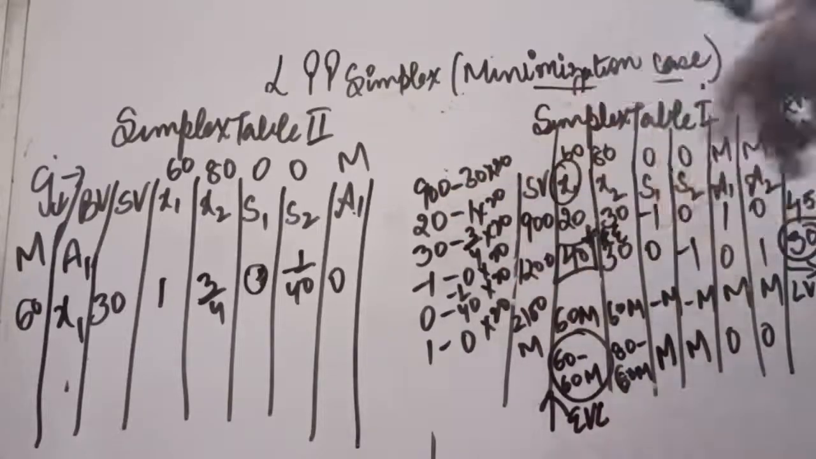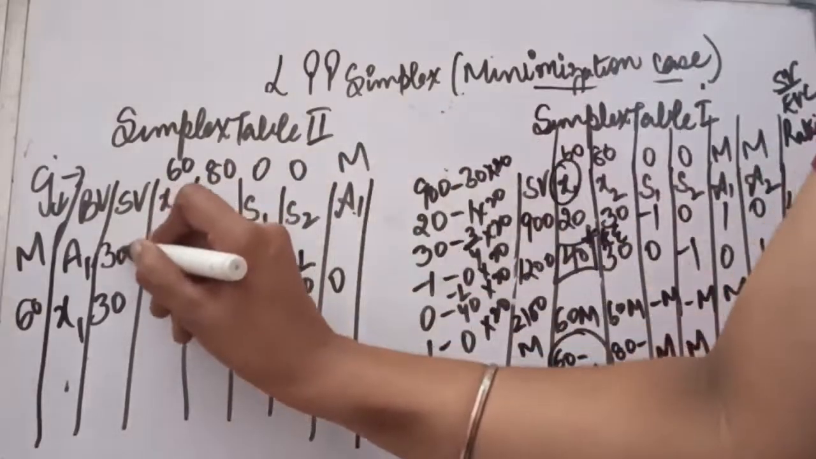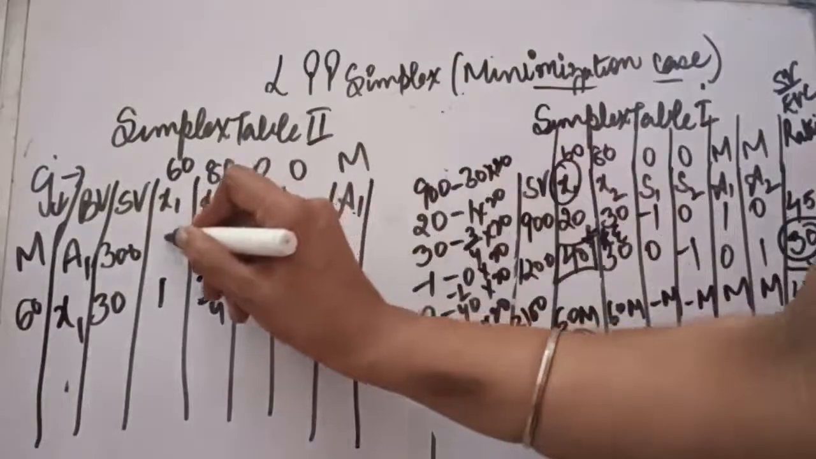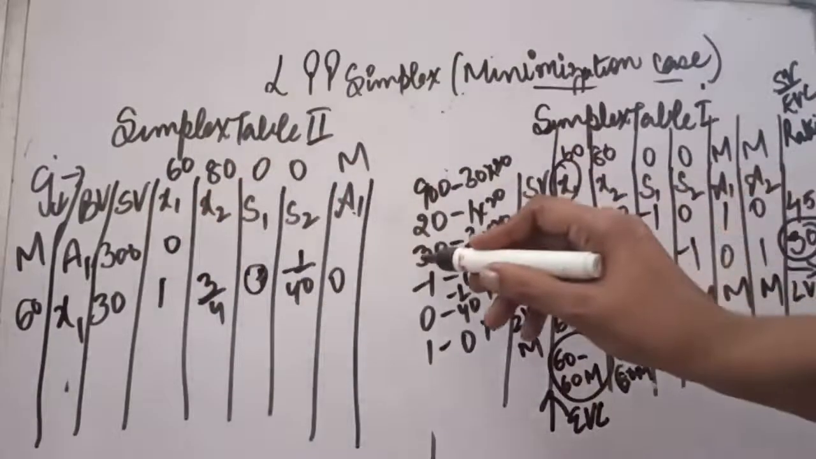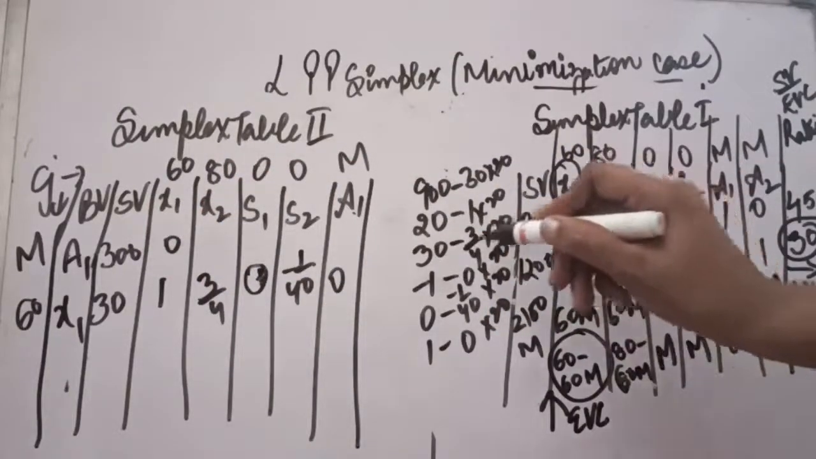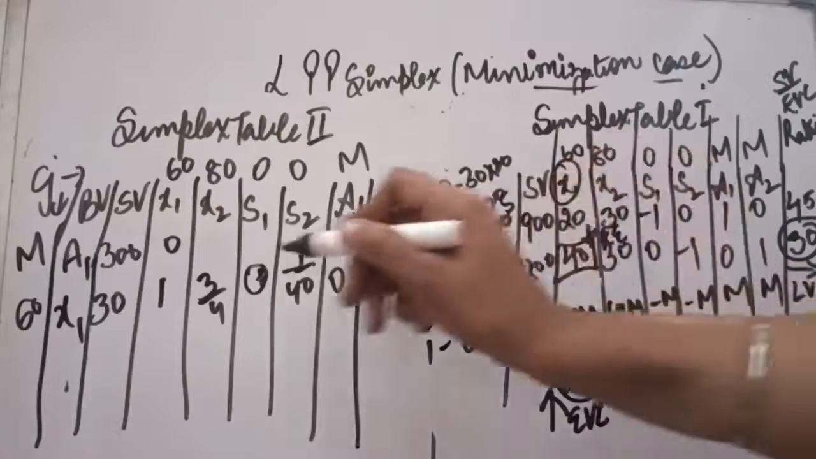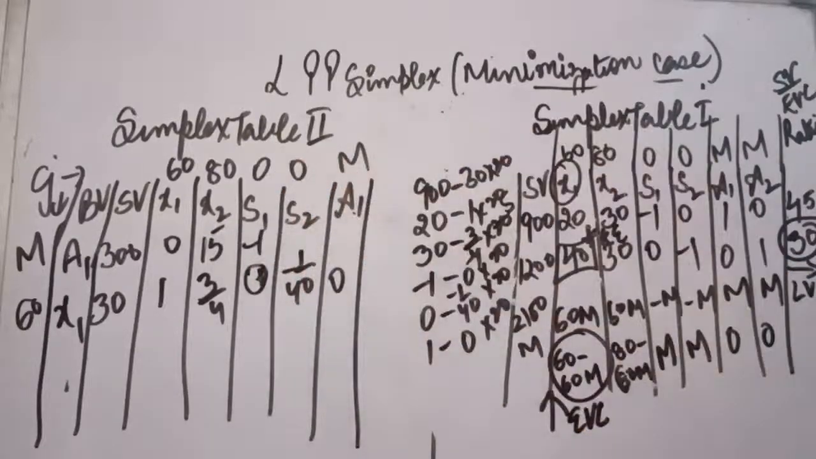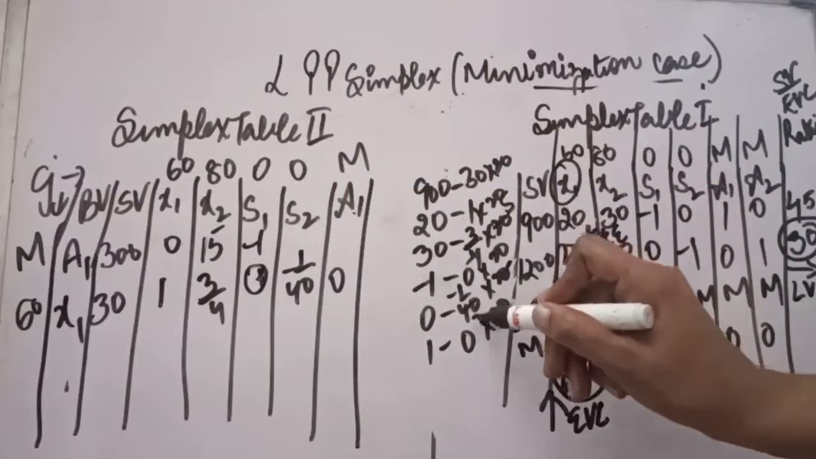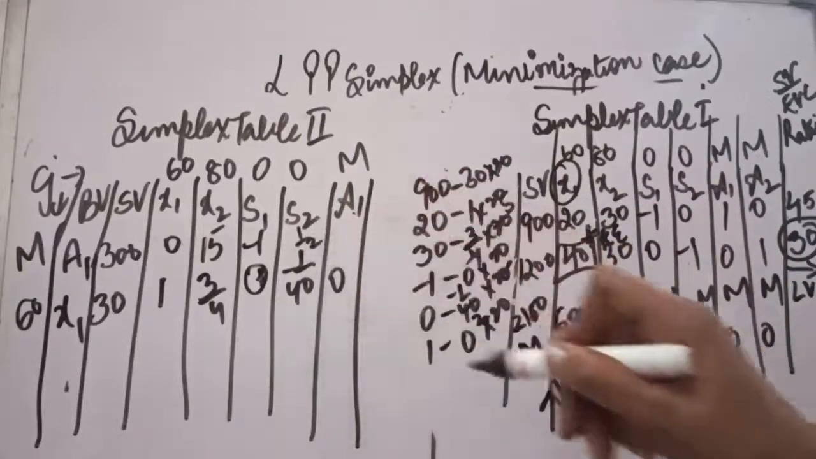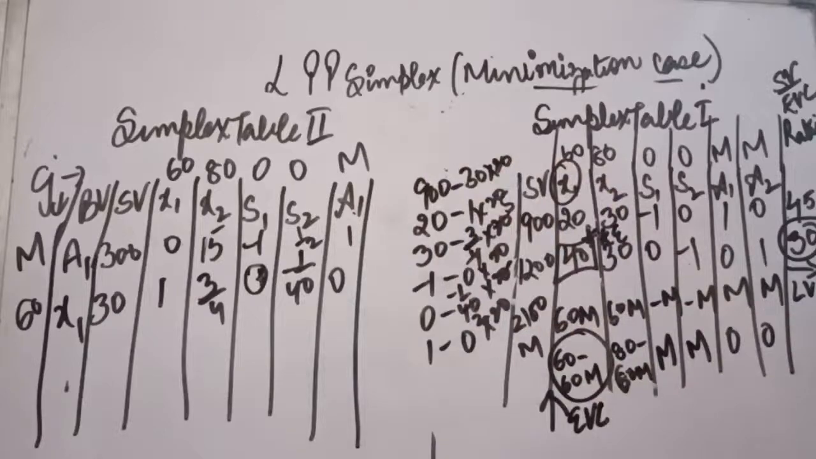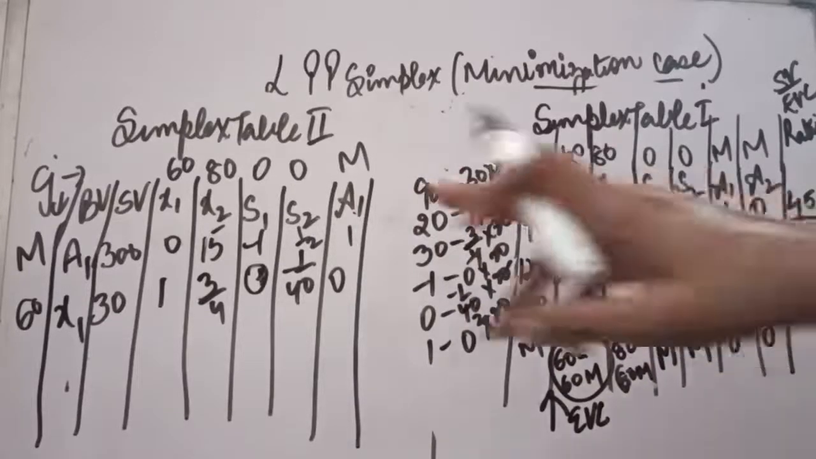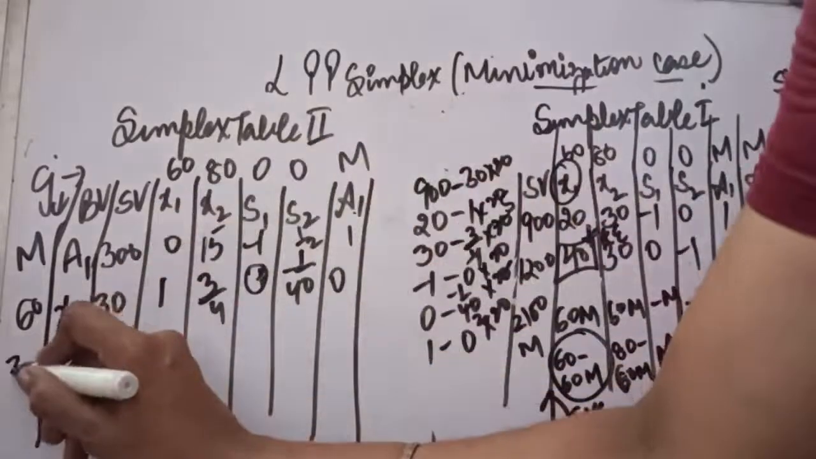So 900 minus 600, the first value will be 300. 20 minus 20 will be 0. Next will be 30 minus 15, so it will be 15. Minus 1, next will be positive 1 upon 2. And last will be 1. So now once we have calculated these two rows, the next procedure will again be the same.